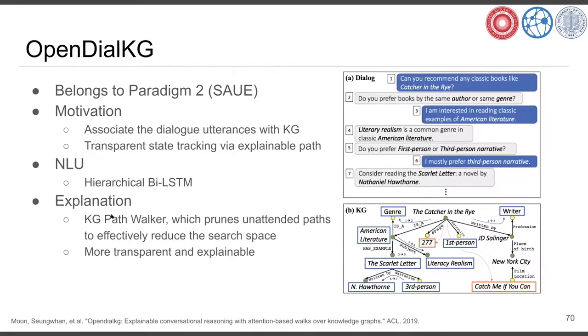And it also proposed the KG path walker model, which can prune the less relevant paths so as to effectively reduce the search space. Since the attribute in each conversational utterance is linked to the KG entities, more transparent and explainable paths could be provided as explanations to track the dialogue state.